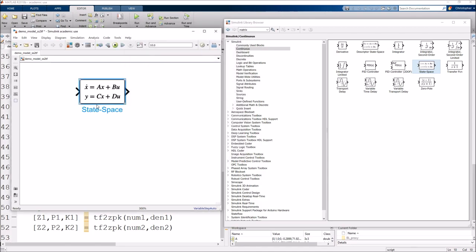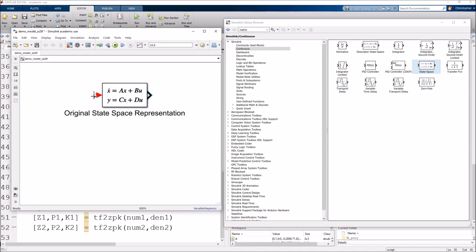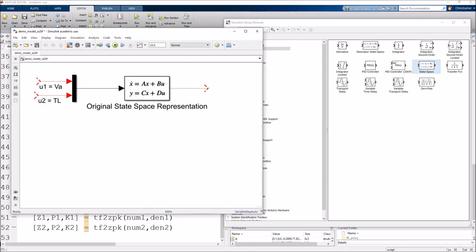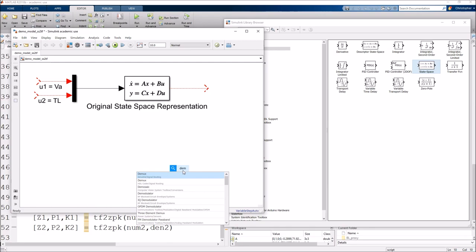So here is the original state space representation. Maybe let's write that down. Let's call this the original state space representation, right? And now we got to remember that this thing had two inputs and three outputs, right? So maybe what we should do is let's get ourselves a mux, okay, like this, and this has two inputs, right? It has U1, which was VA, and the second input, which was U2, which was the external torque load, right? And then similarly, on the output side, we should demux this.